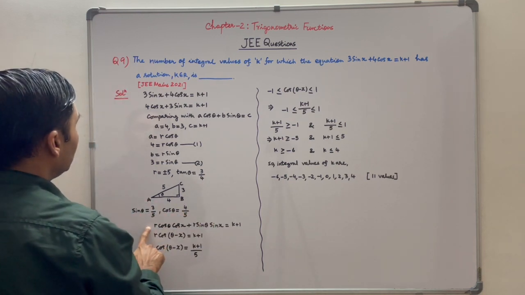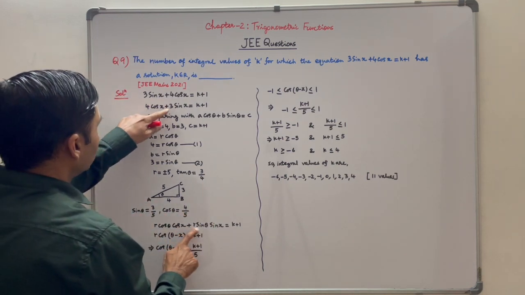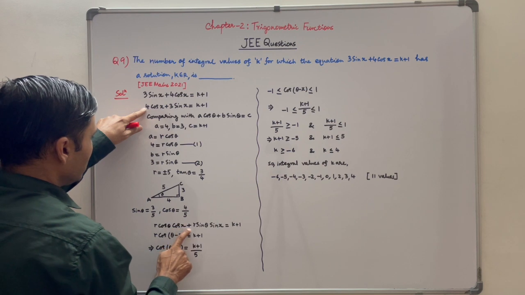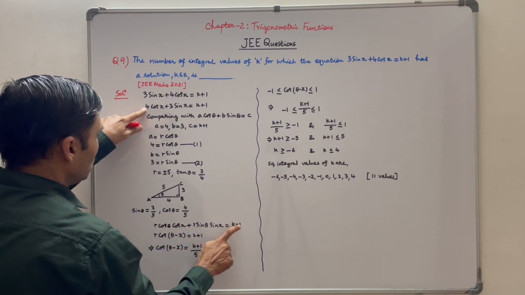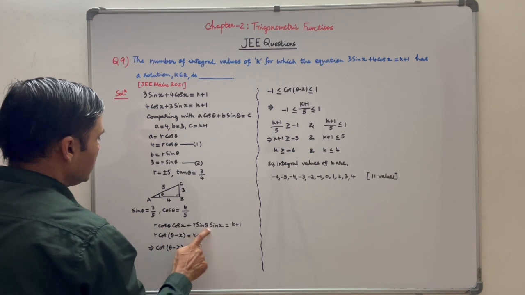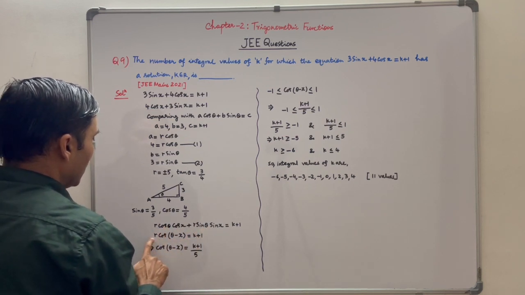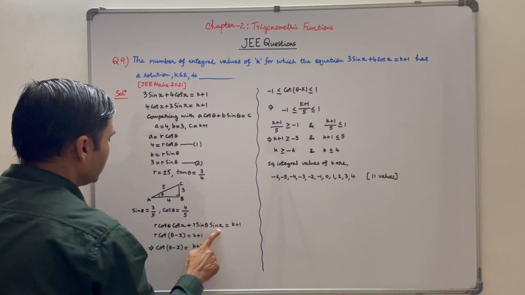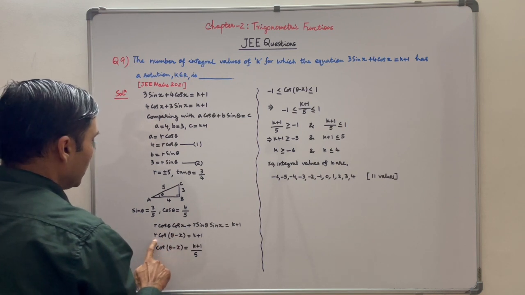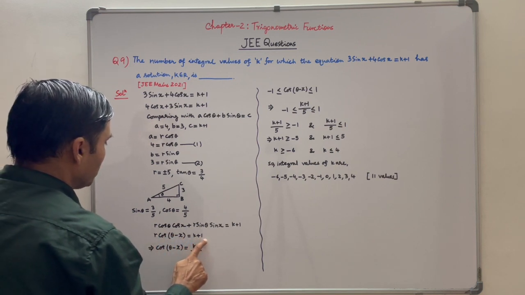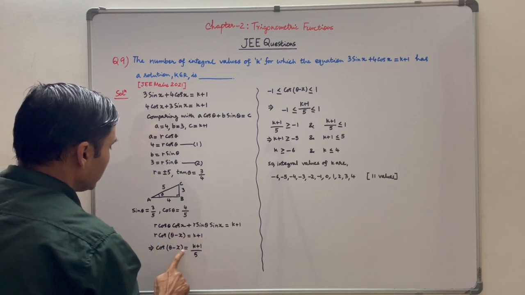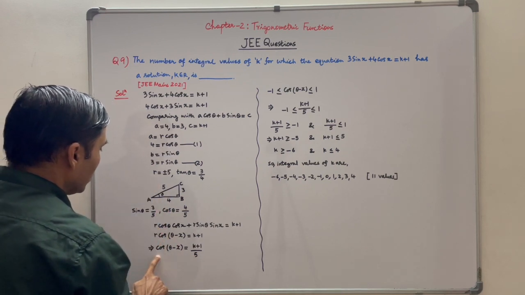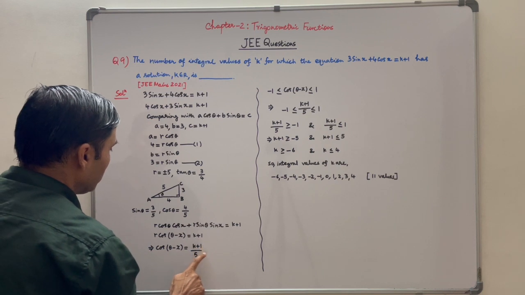Now put a is equal to r cos theta and b is equal to r sin theta in this equation. So this equation becomes r cos theta cos x plus r sin theta sin x is equal to k plus 1. Take r common in these two terms. So it becomes r in bracket cos theta cos x plus sin theta sin x, and that is cos of theta minus x. So r cos of theta minus x is equal to k plus 1, or cos of theta minus x is equal to k plus 1 by r. Put the value of r as 5. So cos of theta minus x is equal to k plus 1 by 5.